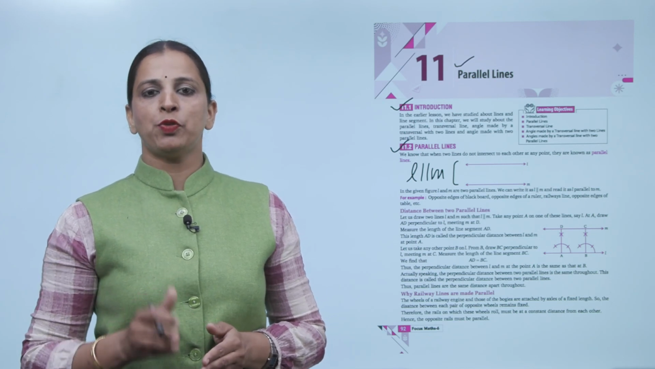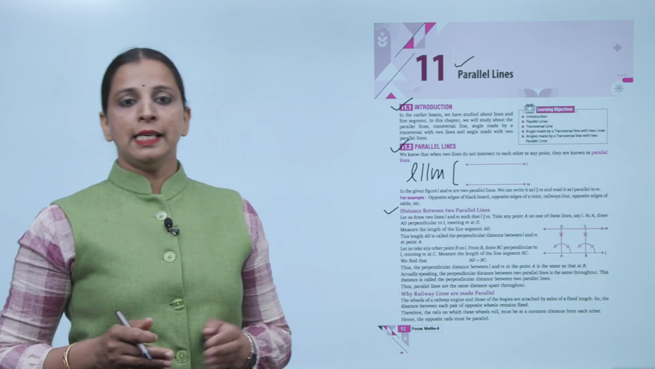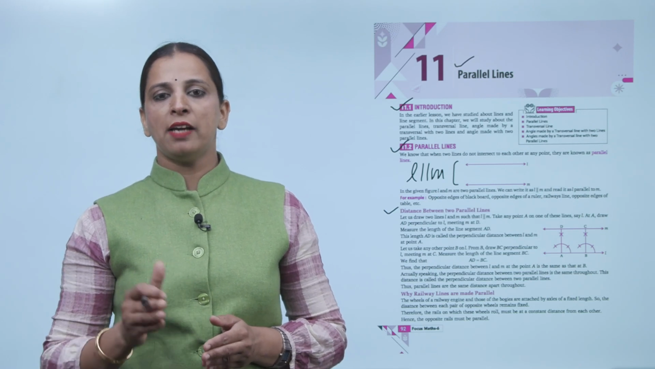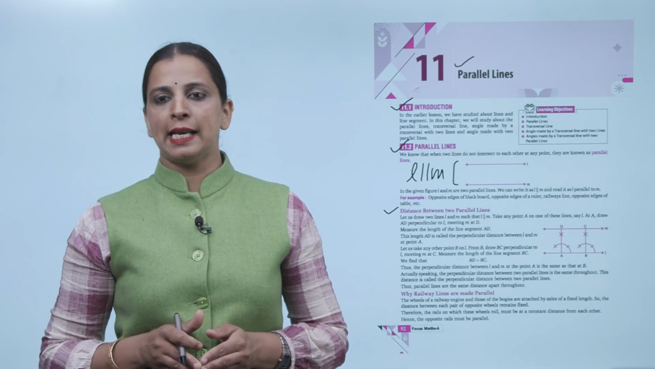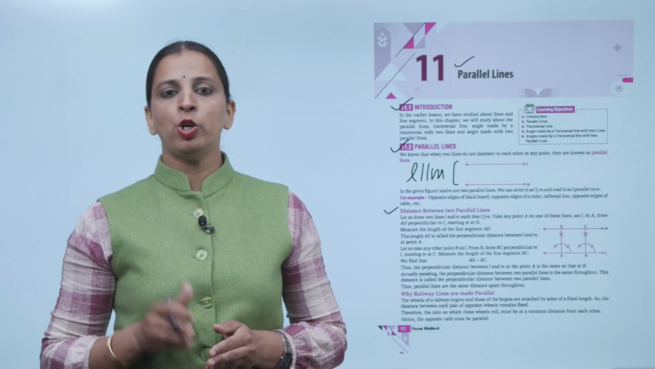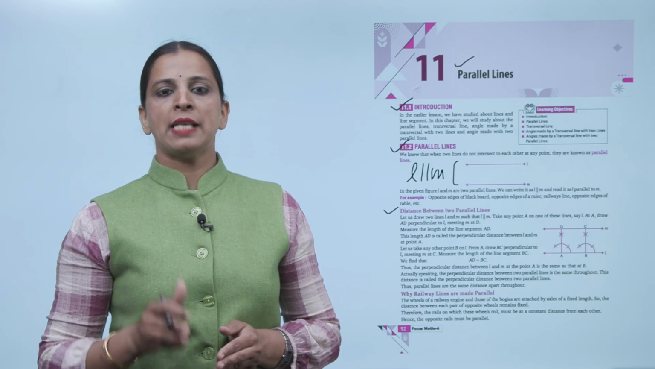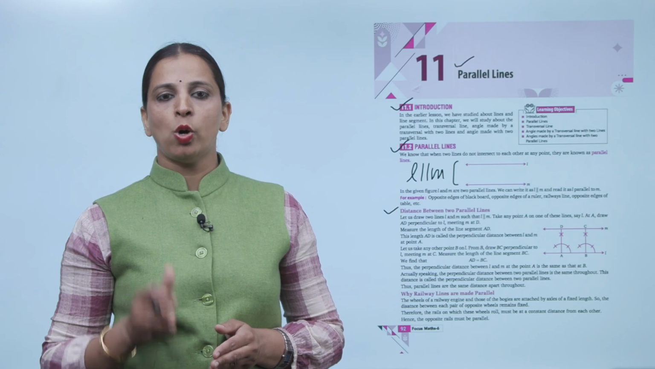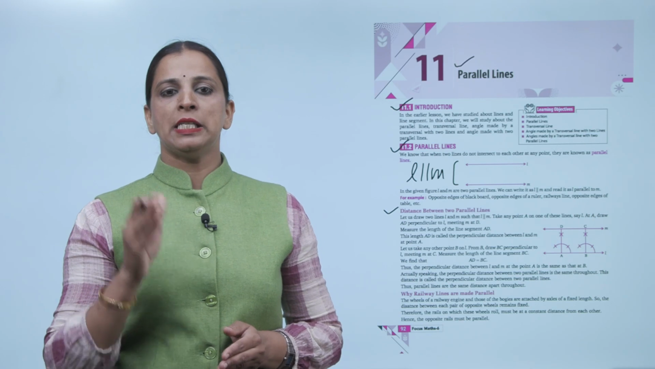Now, distance between two parallel lines. Let us draw two lines L and M such that L parallel to M. Take any point A on one of these lines, say L. At A, draw AD perpendicular to L, meeting M at D. Measure the length of the line segment AD. This length AD is called the perpendicular distance between L and M at point A.